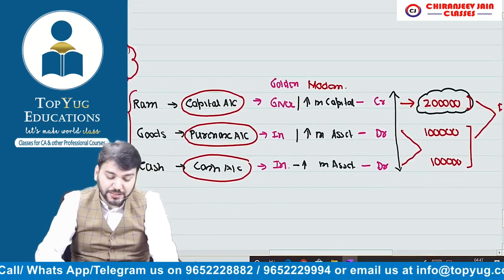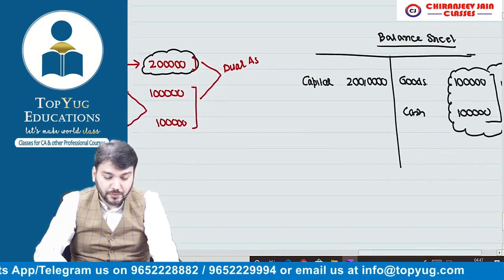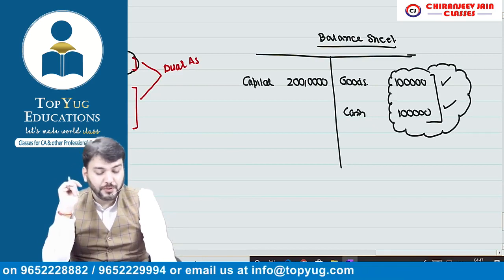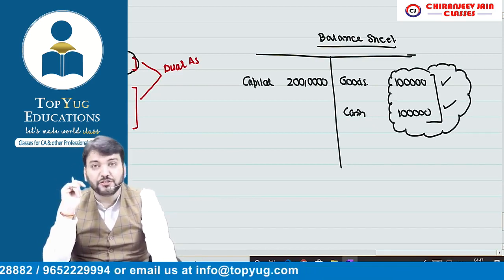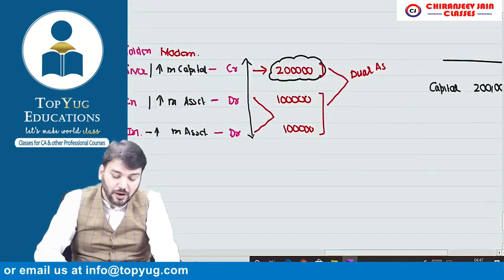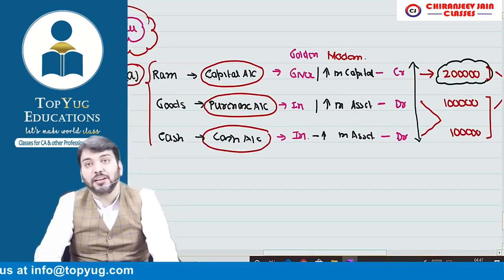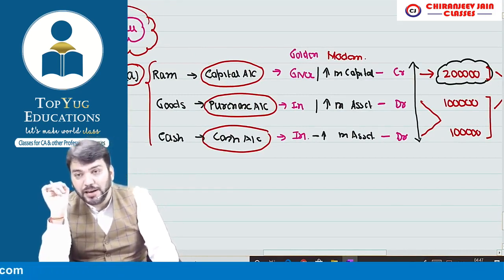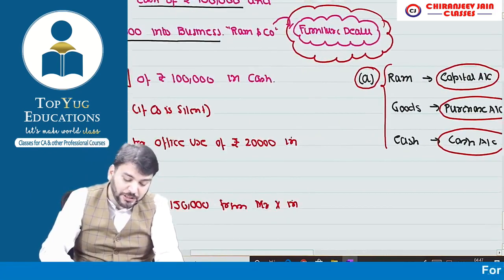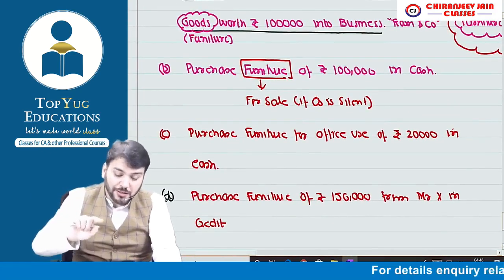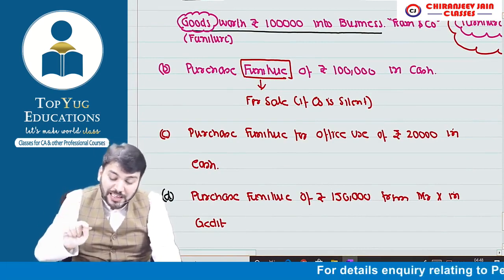Have you understood this point? Bolo. Have you understood? Yes, sir. So I think the first point all have understood. Point number A, have everyone understood? No doubt. Now coming to point number B. Purchase furniture for sale in cash.